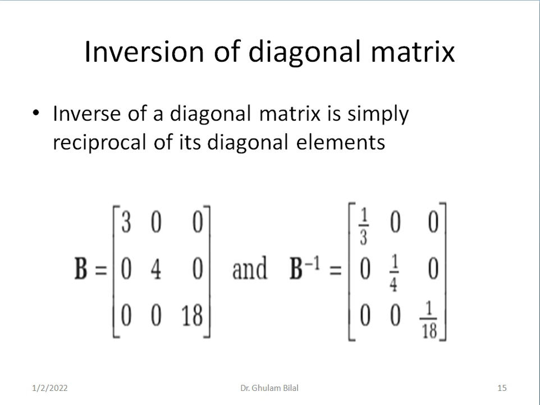For example, we have a diagonal matrix here, B, where everything except the diagonal is 0. So its inverse is very simple. We just take the reciprocal of the diagonal elements, and this gives B minus 1, B inverse. So 3 becomes 1 over 3, 4 becomes 1 over 4, and 18 becomes 1 over 18.